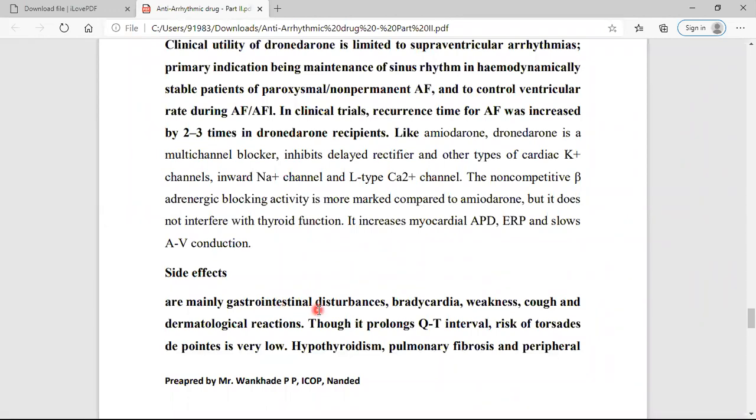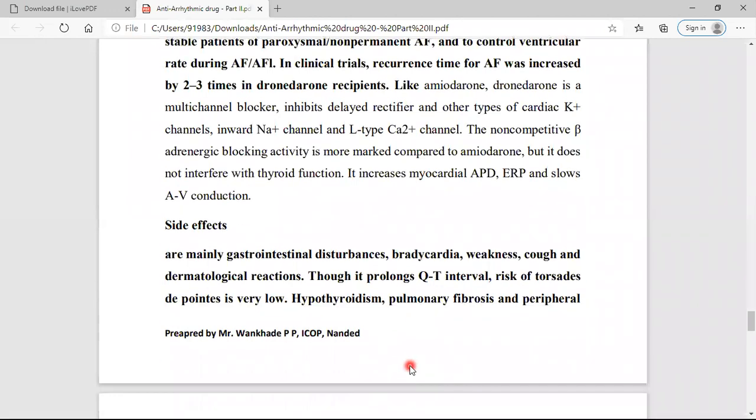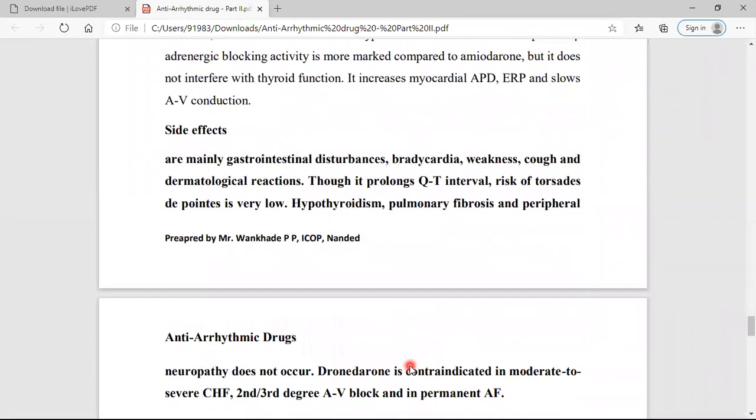It causes GIT disturbances, bradycardia, meaning decrease in heart rate, weakness, cough, dermatological reaction. It prolongs the QT interval, but the risk of toxicity is low. Hypothyroidism, pulmonary fibrosis, and peripheral neuropathy do not occur. You must understand that it does not contain the iodine, and these three side effects cannot be seen in the case of dronedarone. It is contraindicated in CHF and second and third degree AV block.